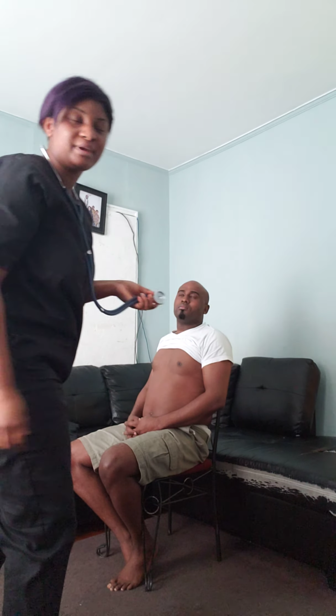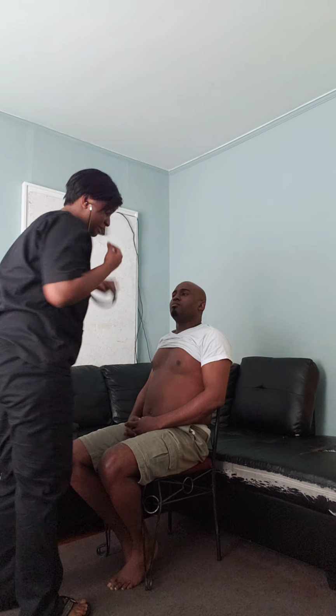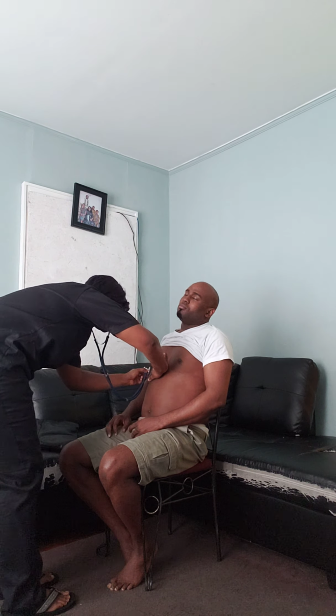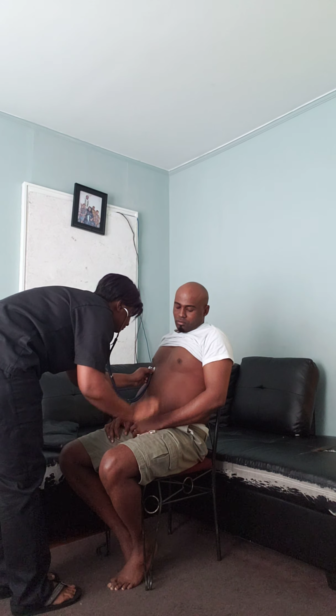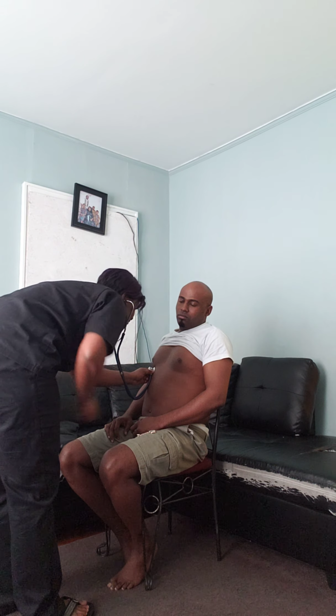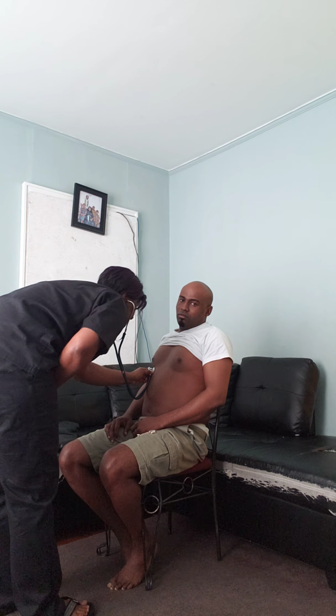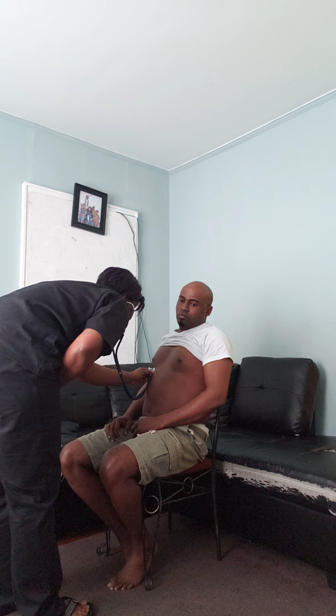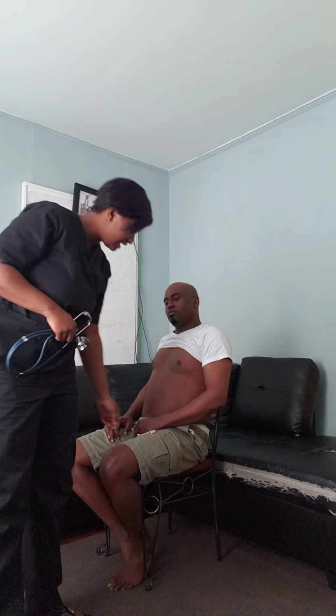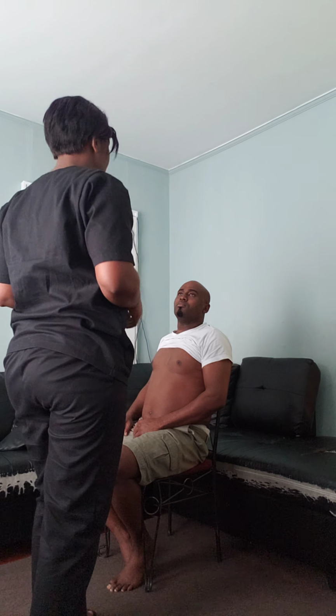I'm going to check for the apical pulse. The apical pulse is at the fifth intercostal space of the mid-clavicular line. So I'm just going to count that. So it's 70 beats per minute. It's regular and it's strong. So yeah, the normal findings. Now moving to the abdomen.